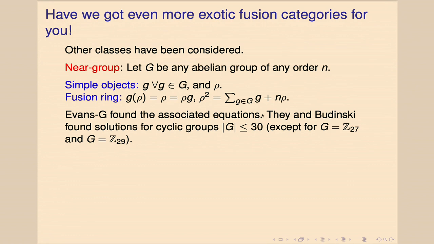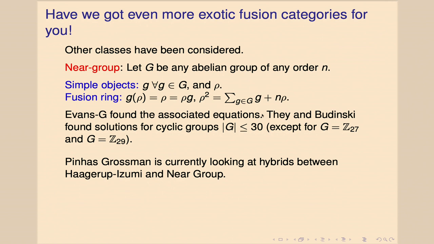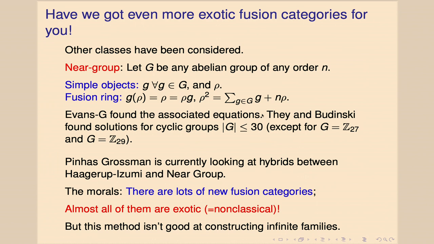And Pinhas is doing sort of a hybrid between the Haagerup series and the near group series. So you get lots of fusion categories. What we're finding is you're getting lots and lots of new fusion categories, and they're exotic. So once again, the only ways we have to construct these are these hideous methods that don't have any structure, any mathematics to it really at all, except behind the scenes.